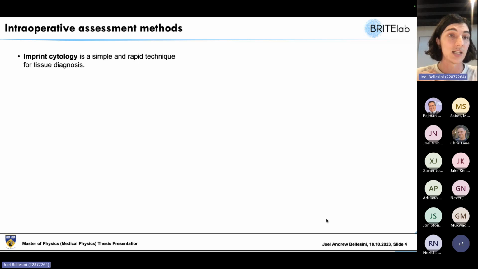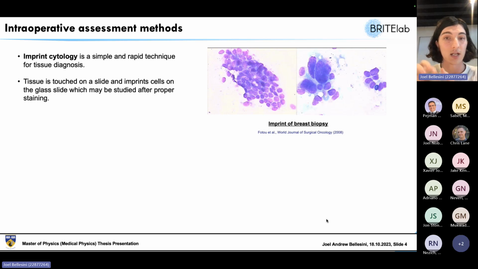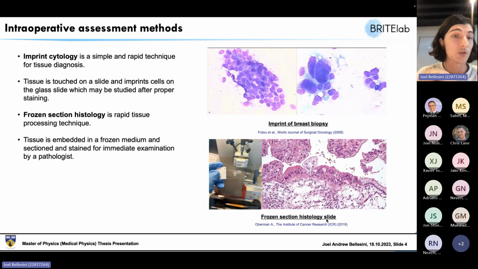So imprint cytology is a simple and rapid technique for tissue diagnosis, in which an excised region is touched on a glass slide, and it imprints cells on the slide, which are then stained and may be studied in order to inspect what cellular or tissue types reside on the surface of an excised region. There is also frozen section histology, which is a rapid method of tissue processing, in which the excised tissue region is embedded in a frozen medium and then may be sectioned and stained for immediate examination by a pathologist.